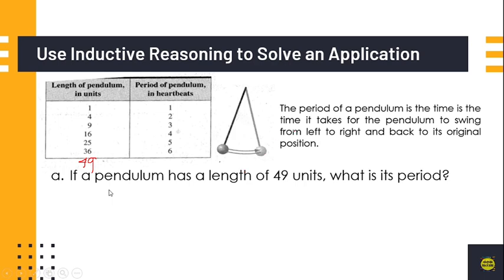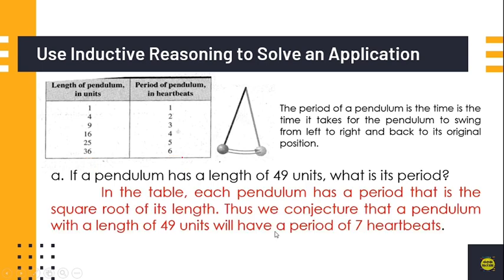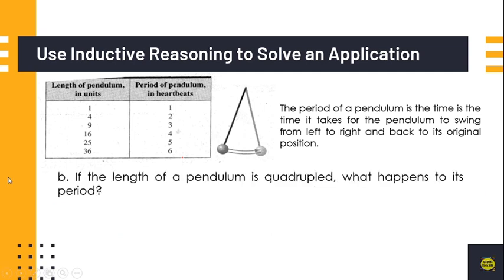So that means, di ba, 7 times 7, yun, 49. In the table, each pendulum has a period that is the square root of its length. Thus, we conjecture that a pendulum with a length of 49 units will have a period of 7 heartbeats. Yun, 7 sa 49.